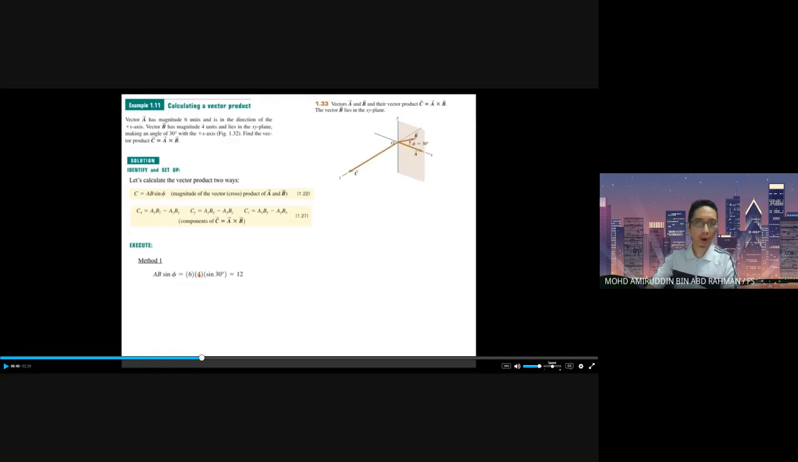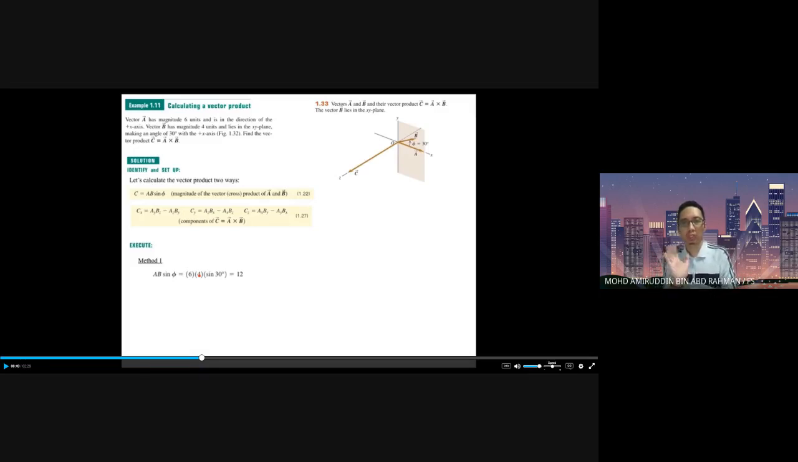So the y is actually upwards. The vector B drawn on the plane of xy is not on the plane of xz. So when B is on the plane of xy, the vector C will be in the z direction. You look at the picture, vector C is in the z direction. Anyone confused with that? Are you guys confused, or is it clear?